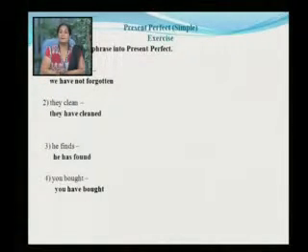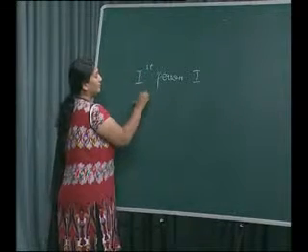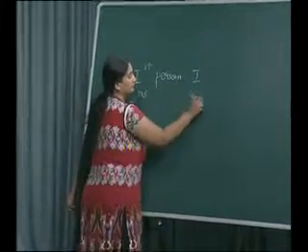Before going to the present perfect tense, let me tell you a few important things. Here, first person, I. You need to know that whenever you are doing any exercise in present perfect tense, you have to use have and has. Let us see what you can use here.